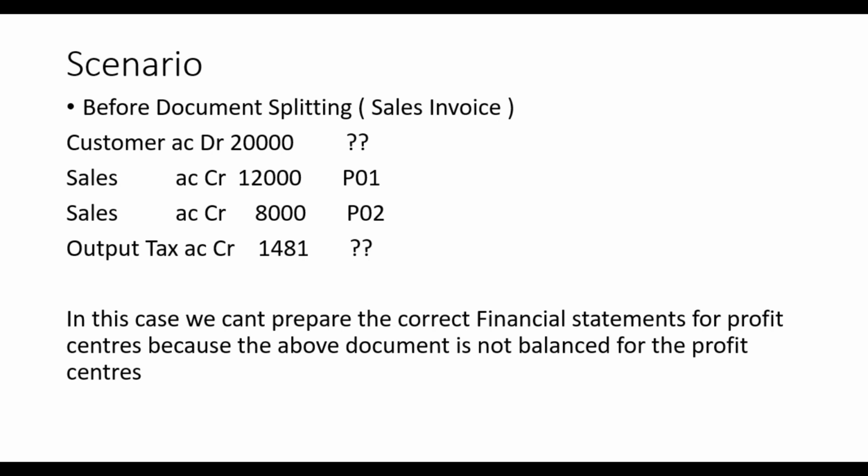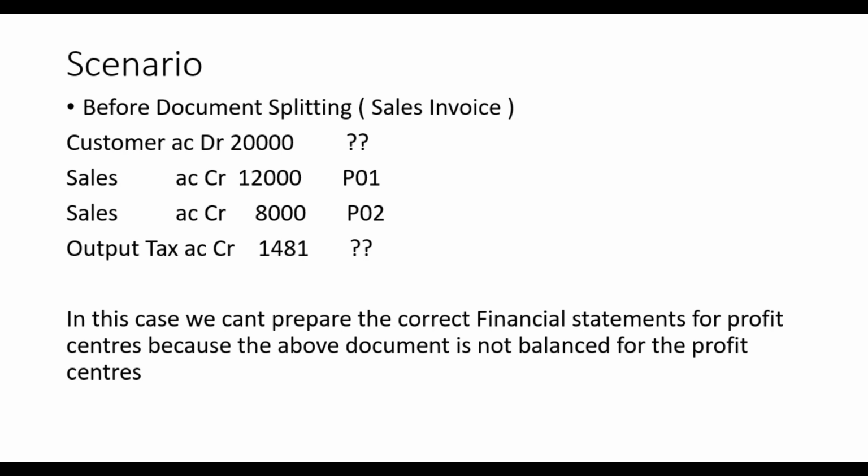So my revenue account will be credited 12,000 with profit center P01, and for profit center P02 I will use a different sales account with credit 8,000. While posting this transaction, I don't have any issue with the revenue accounts, because these will be entered by the user in the entry view.